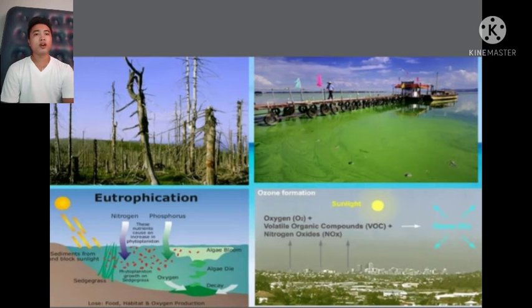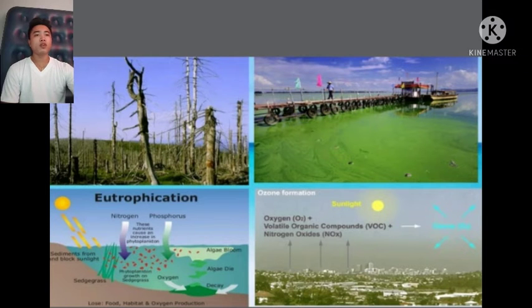So, as you can see, there are 4 pictures. The first picture illustrates what is caused by acid rain. Acid rain is caused by many factories that release gases which are carried upward by the wind, and then the gases combine with water droplets to form acid. The second picture is algal bloom.